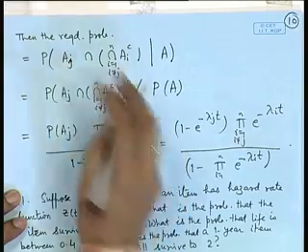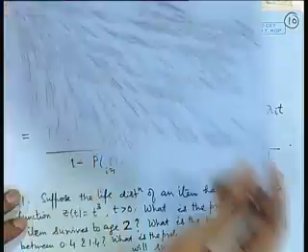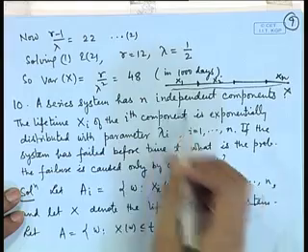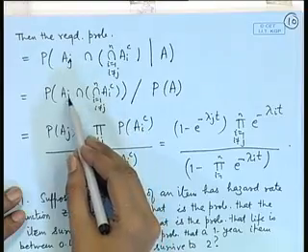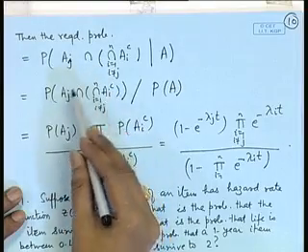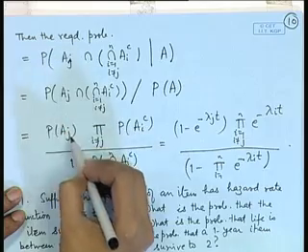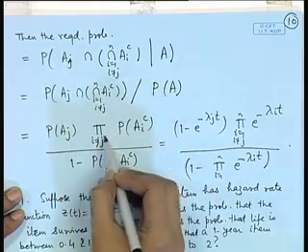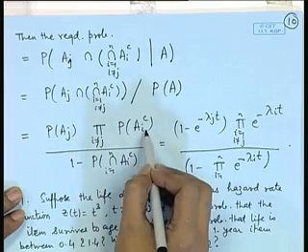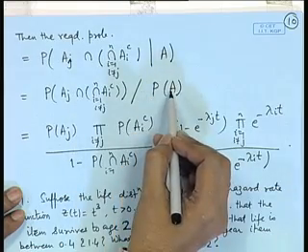Now, at this stage we make use of the assumption that the components work independently. That means failure or non-failure of an individual component does not affect the failure or non-failure of any other component. So, here we can apply the formula for the probability of the intersection of independent events. It becomes the probability of A_j times the probability of these other events, which again can be split as the product of the probabilities, divided by the probability of A.